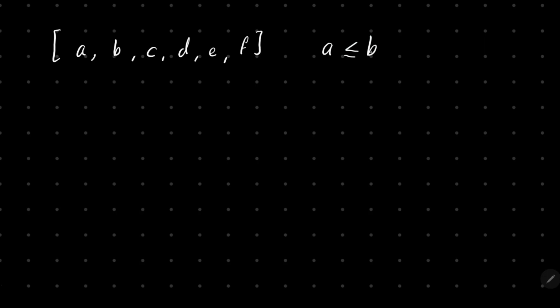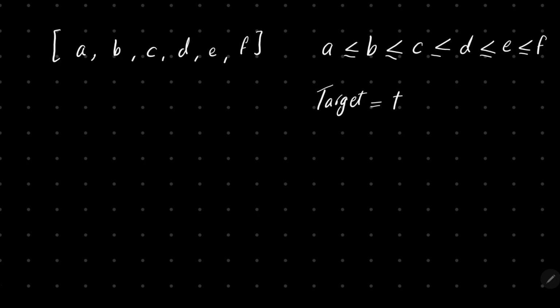So if you have a sorted array, and let's be a little bit more abstract: A, B, C, D, E, F. And I'm telling you that this array is sorted. So you have A less than or equal to B, less than or equal to C, less than or equal to D, less than or equal to E, less than or equal to F. And I'm trying to reach some target. Let's call the target T.